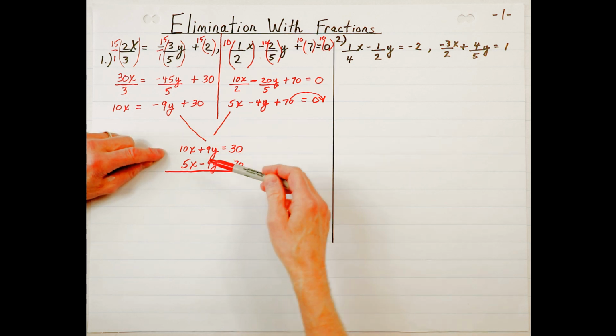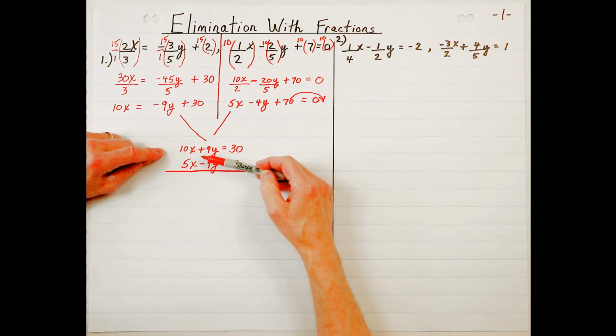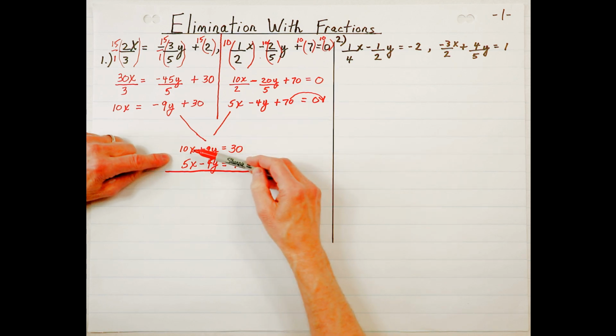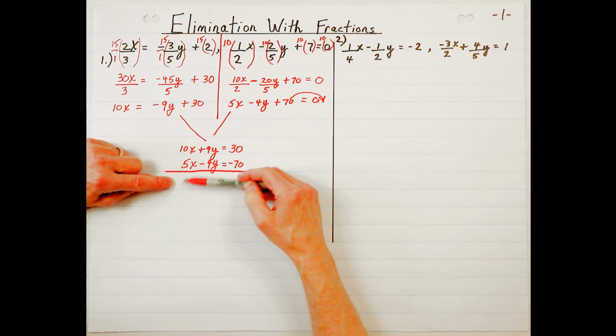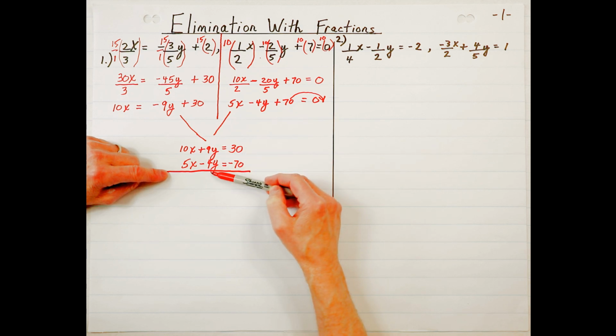Remember, elimination, same process, is called the addition method. So if we add 10 and 5, we get 15. That doesn't do us any good. If we add 9y and negative 4y, that doesn't do us any good.